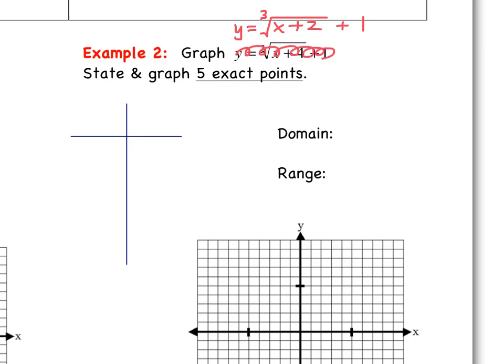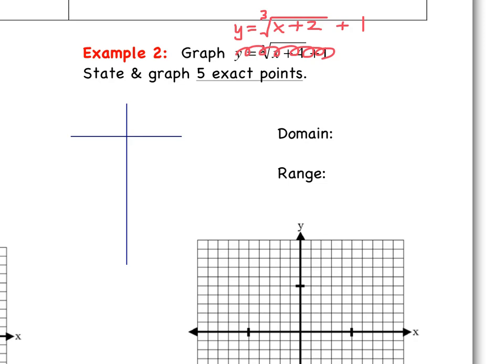Now, as you see in the directions, we need to state and graph 5 exact points. We need to make sure we have a good shape to the graph. If we only do 3 points, we'll be missing out on those extensions, and we won't get a good, nice snake look to the graph.